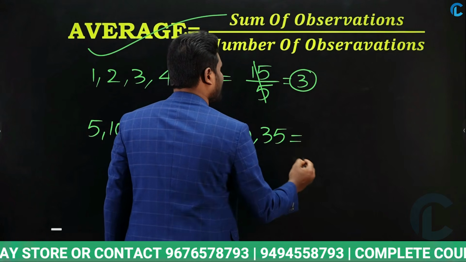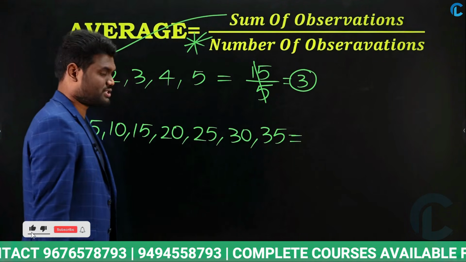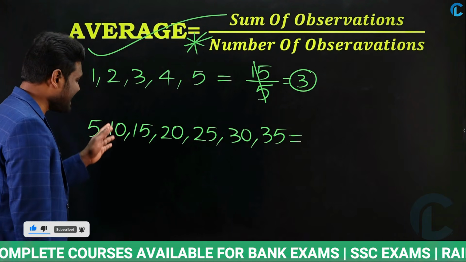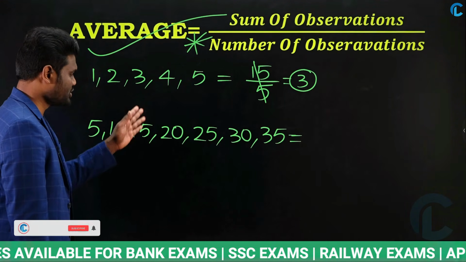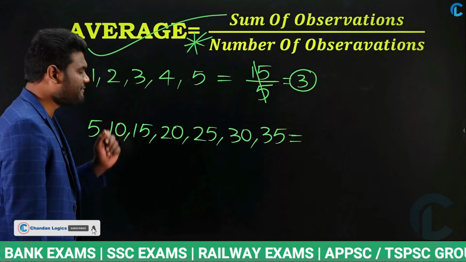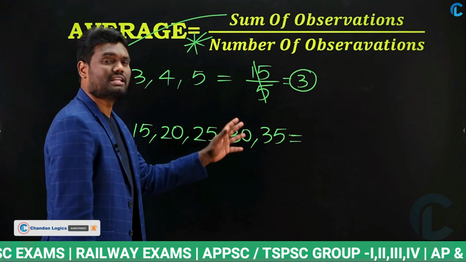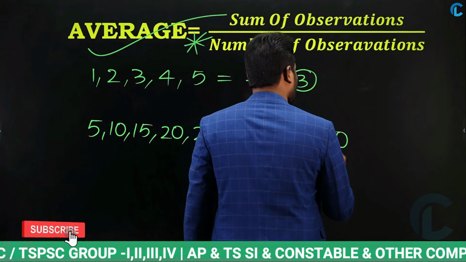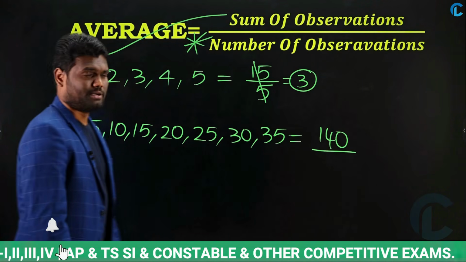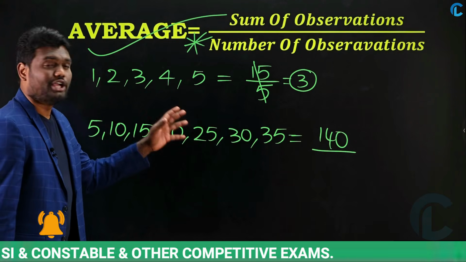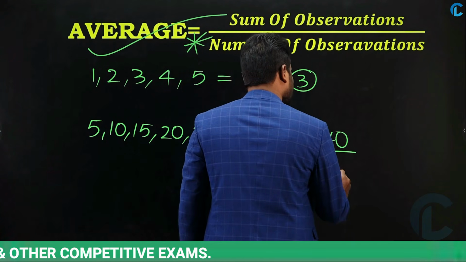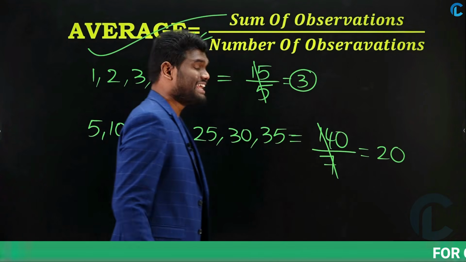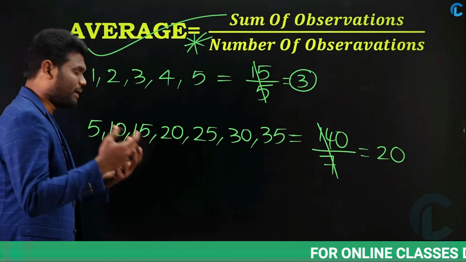If I ask you to calculate the average of these numbers, the sum of the numbers is 5 plus 10 plus 15 plus 20 plus 25 plus 30 plus 35. So the sum is 140, divided by the number of numbers. How many numbers do you have here? You have 7 numbers. So we can say that the average is 20. Yes or no? Similarly, let us take one more example.